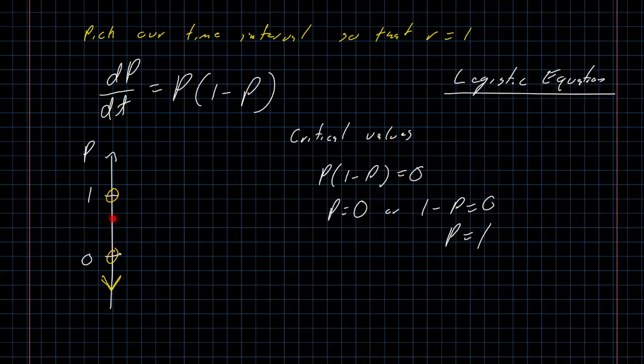If I'm looking somewhere between 0 and 1, something like 1/2, well, 1/2 is positive. 1 minus 1/2 is also positive. And positive times positive is positive, which means that the population is increasing here. And then if I pick something bigger than 1, like 2, I've got 2, which is positive, 1 minus 2 is negative 1, which is negative, and positive times negative is negative. So my population is decreasing up here. And those two should make sense.